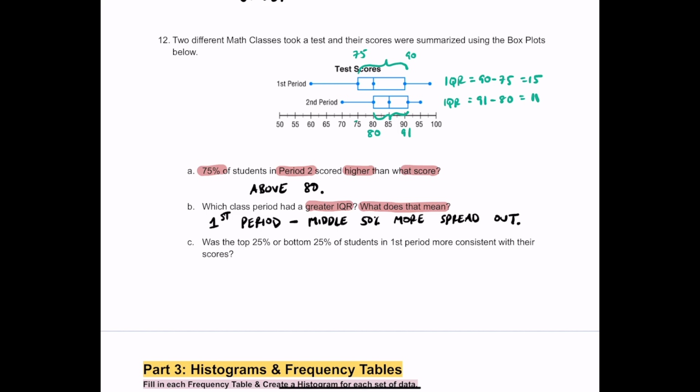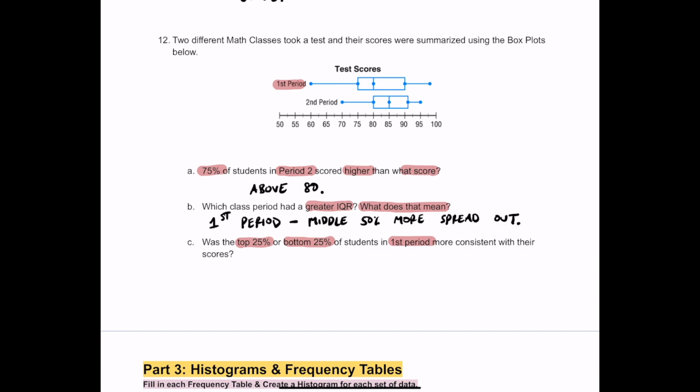And for part C, it says, what was the top 25% or the bottom 25% of the students in first period more consistent with their scores? Okay, so let's get rid of all this. Just looking at period 1, which is right over here. This is my highlighter. The top 25% or the bottom 25%?